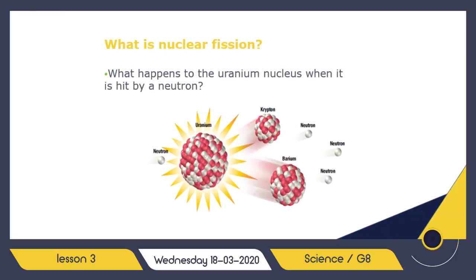So what happens to the uranium nucleus when it is hit by a neutron? As we can see here in this diagram, we have the uranium atom. After we hit this atom with a neutron, the uranium atom is split into two smaller atoms, as we said, one of them called krypton and the other called barium. And at the same time we can see that a number of neutrons are released.